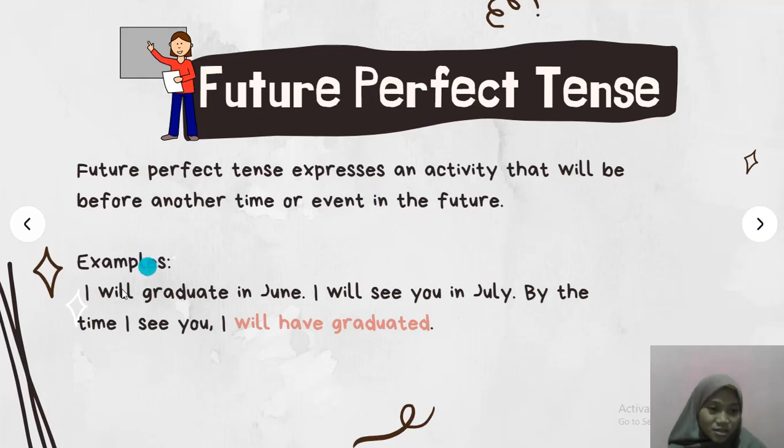For example, I will graduate in June. I will see you in July. By the time I see you, I will have graduated. So the formulation is subject plus will plus have and plus verb 3. I will graduate in June and I will see you in July. By the time I see you, I will have graduated because I will graduate in June and we will see in July. So by the time I see you, I will have graduated.